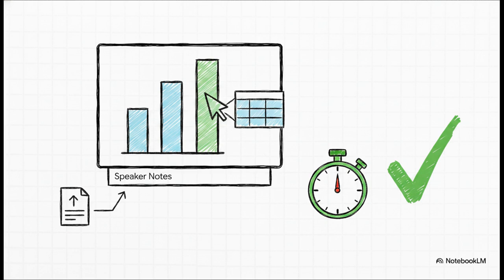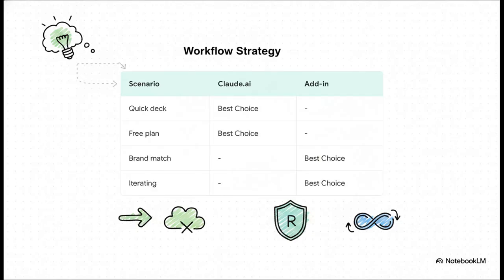Total time? Under 5 minutes. This completely replaces what would typically be a 90-minute manual effort. No reformatting required before you present it to leadership. So, how does this build into a strategy for your own workflow?